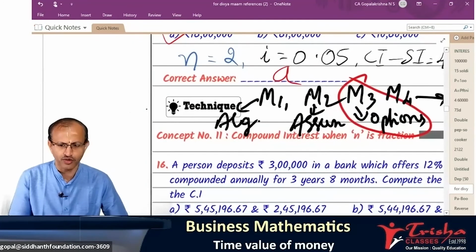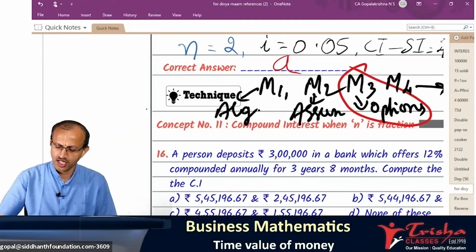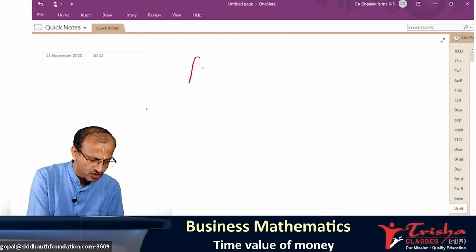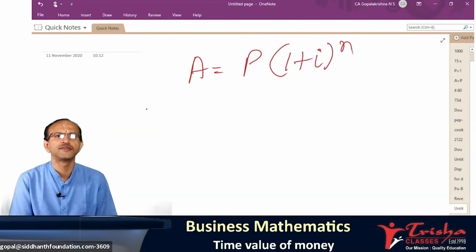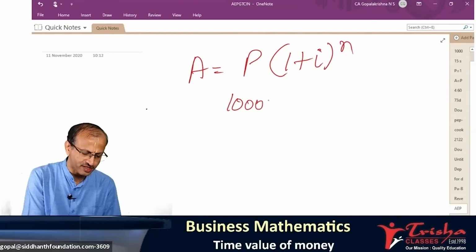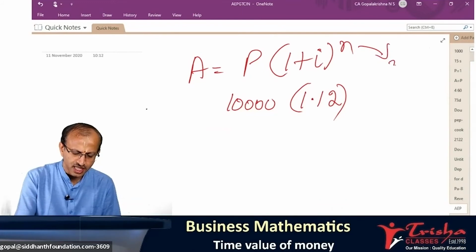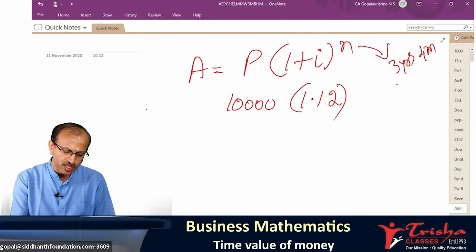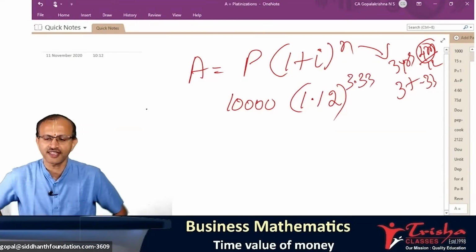Students, if you have completed, I will go to the next one. Okay, I'll take one more example. Assume I have a question here. A is equal to P into 1 plus I to the power n. Assume you have 10,000, 1.12. Assume the n is 3 years, 4 months. You have 4 by 12, it becomes 0.333. So it becomes 3.33. How do you do 3.333?